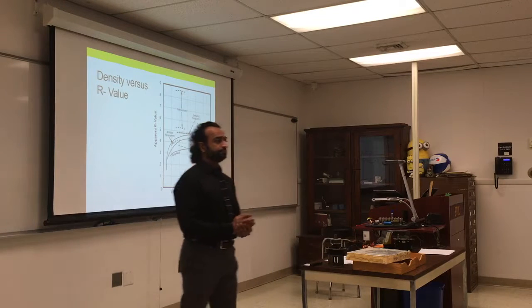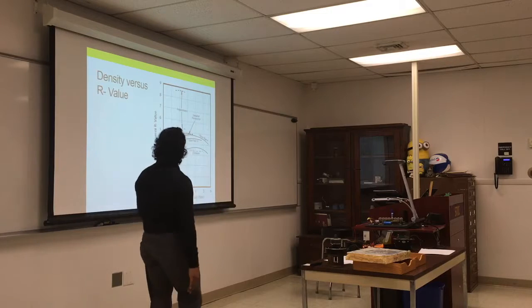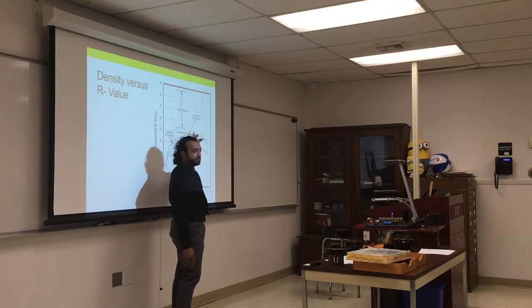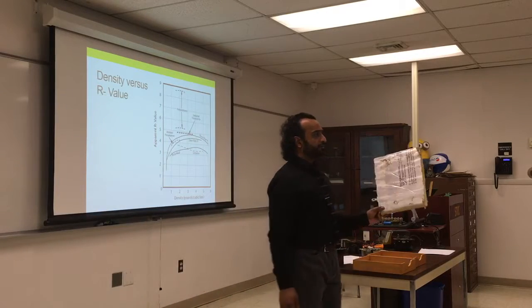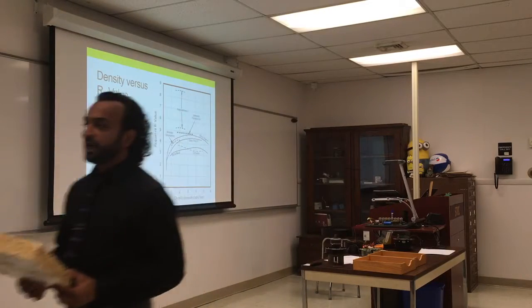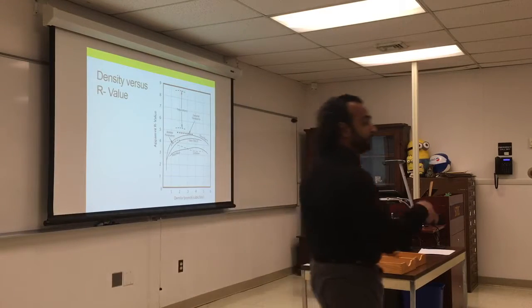Can you extrude the polyurethane too, or just the polystyrene? It's a polystyrene. You can't extrude that into your wall? No. You can cut it and put it in place, and again, it has to be fitted properly. That's why they use batts, because they're more flexible and you can work with them.